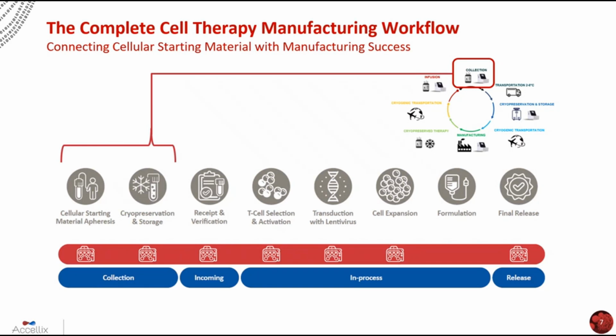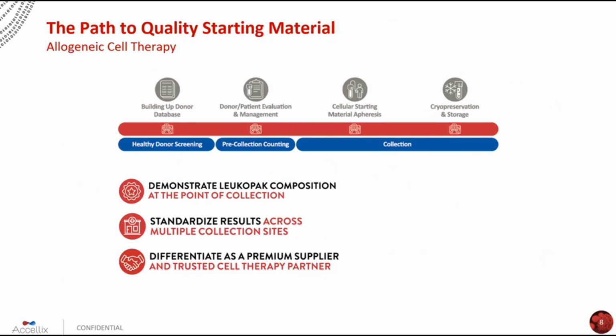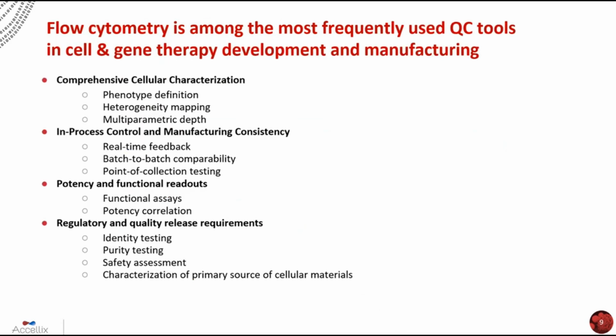The connection of the cellular starting materials with manufacturing is what makes these therapies a success. We believe that the path of quality starting materials for allogeneic cell therapy starts from healthy donor screening, the pre-collection counting, and then the collection. We believe that we need to demonstrate leukopak composition at the point of collection. Standardizing results across multiple collection sites is also critical in these cases. Differentiating as a premium supplier and natural cell therapy partner may also be a competitive advantage in front of other suppliers.